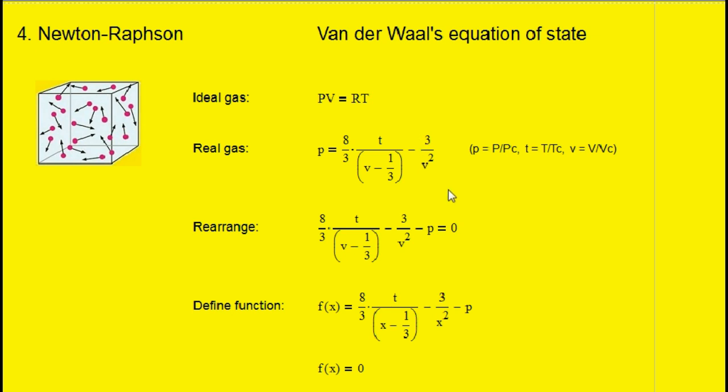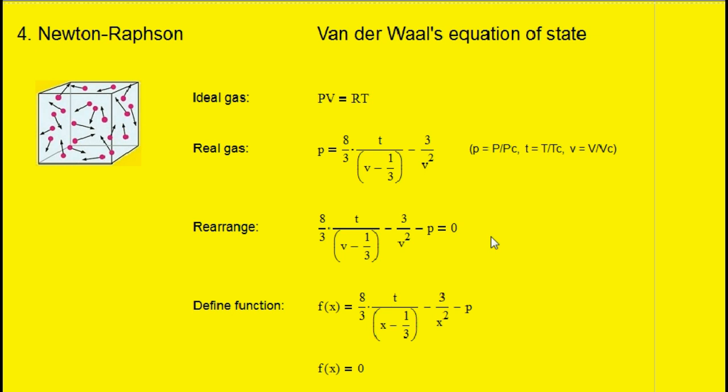Here is van der Waals equation of state, expressed for 1 mole of gas, in terms of normalized values of pressure, volume and temperature. That is, the values of pressure, volume and temperature are expressed as fractions or multiples of their values at the critical point. At the critical point, there is no distinction between gas and liquid. We can rearrange this equation so that the right-hand side is 0. We'll set values for P and T and then search for the corresponding value of V.